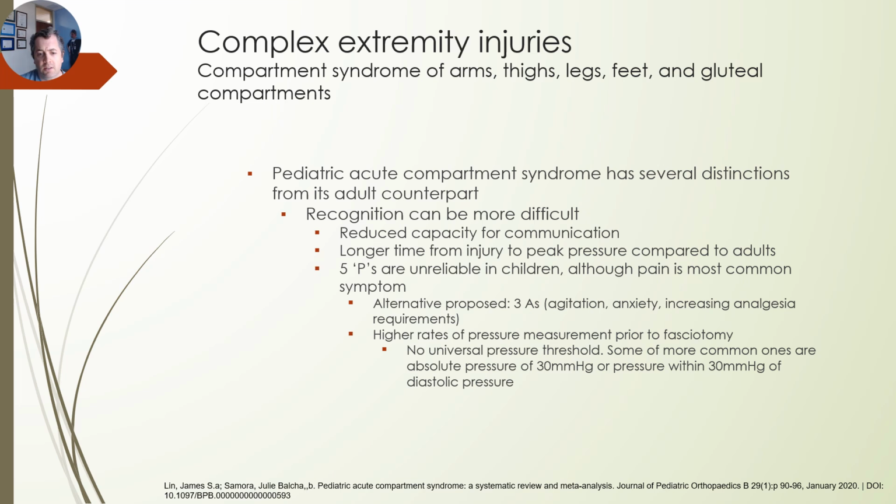The 5 Ps are unreliable in children, although pain is the most common symptom. An alternative has been proposed, which is the 3 A's: agitation, anxiety, and increasing analgesia requirements. Because of these diagnostic difficulties with physical exam and history, there's a higher rate of pressure measurements prior to fasciotomy. The problem with that is that there's not a universal pressure threshold. Some of the more common ones used are an absolute intracompartment pressure of 30 millimeters of mercury, or a pressure within 30 millimeters of the diastolic pressure.